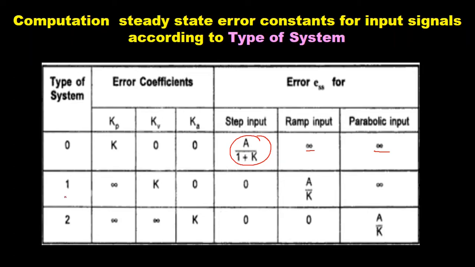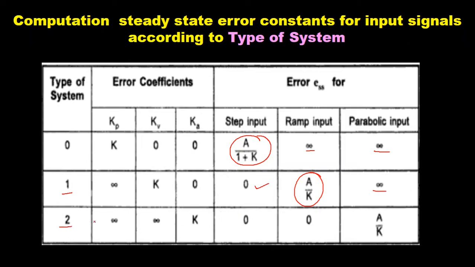And when we see the type 1 system, for ramp input signal, we are getting steady state error equal to A by K, which is a finite value. But when parabolic input is applied to the type 1 system, then we are getting steady state error equal to infinite. That means very large value of error we are getting when parabolic input is applied to the type 1 system. So parabolic input is not used to excite the type 1 system, as the error is very large. But for the step input to the type 1 system, the error is negligibly small, which is equal to 0.